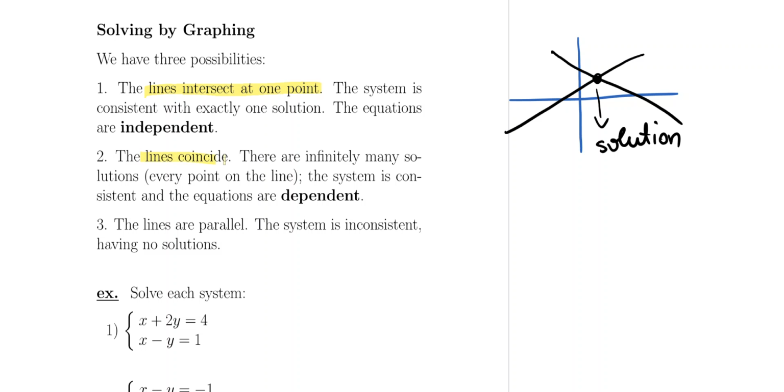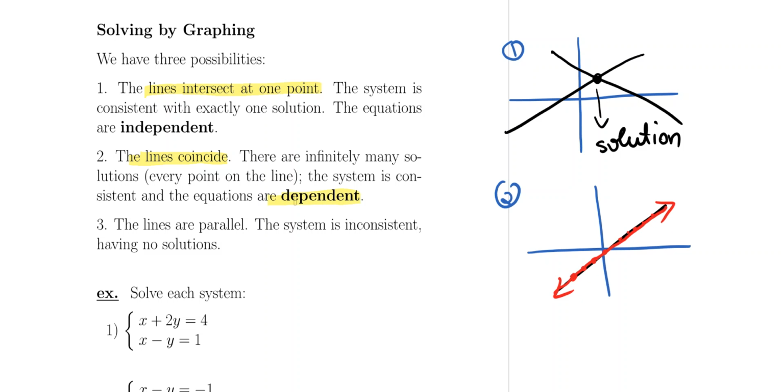Or we can have that the lines coincide. We can have one line, and then when you graph the second line of the system, it just overlaps. So the lines are basically the same, and they intersect at infinitely many points. So we call that system dependent. Every point on one of the lines, which is the same, is going to be a solution point.